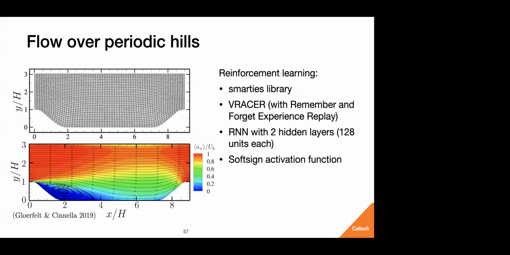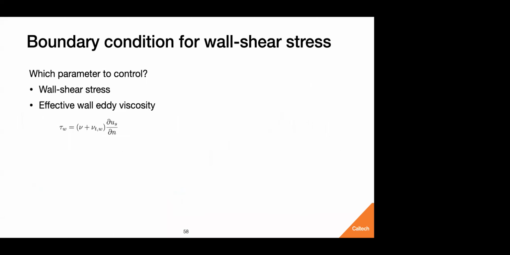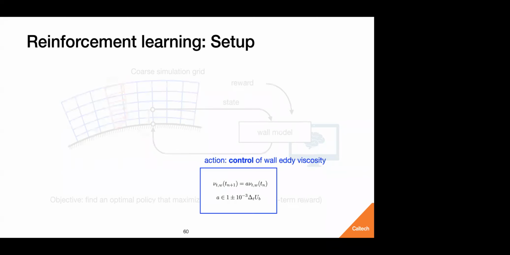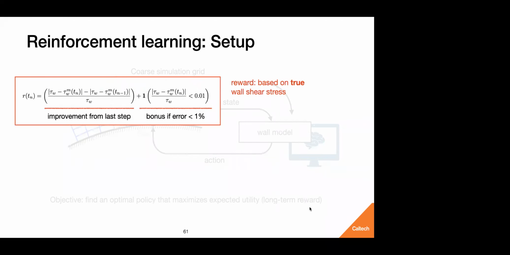So again, same idea. We look at the reward, state, and actions. Most of them stayed quite the same. So again, the action in this case is a quantity called the wall eddy viscosity. It's a proxy for the wall shear stress. So pretty much very similar to what we did in the channel flow case. The reward stayed the same. Again, two parts. One is the improvement from the last step. The other part is the bonus if the error is less than 1%.